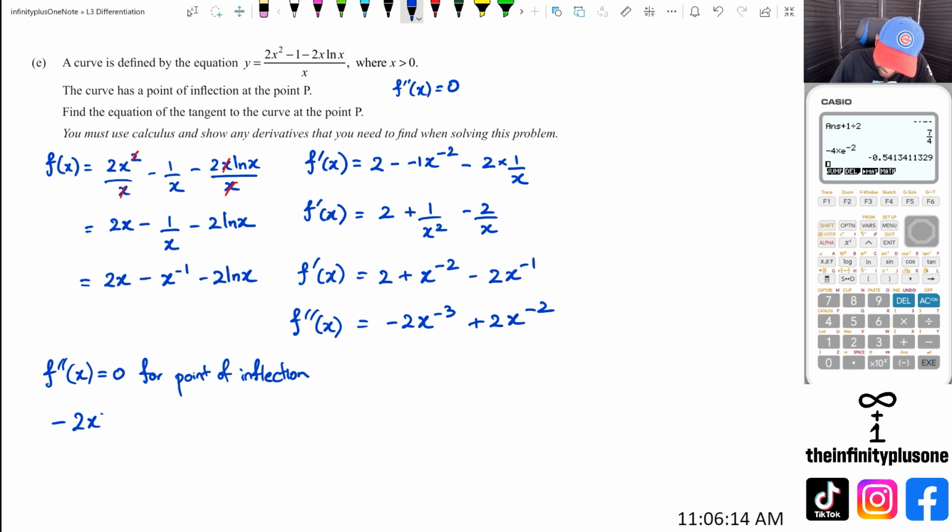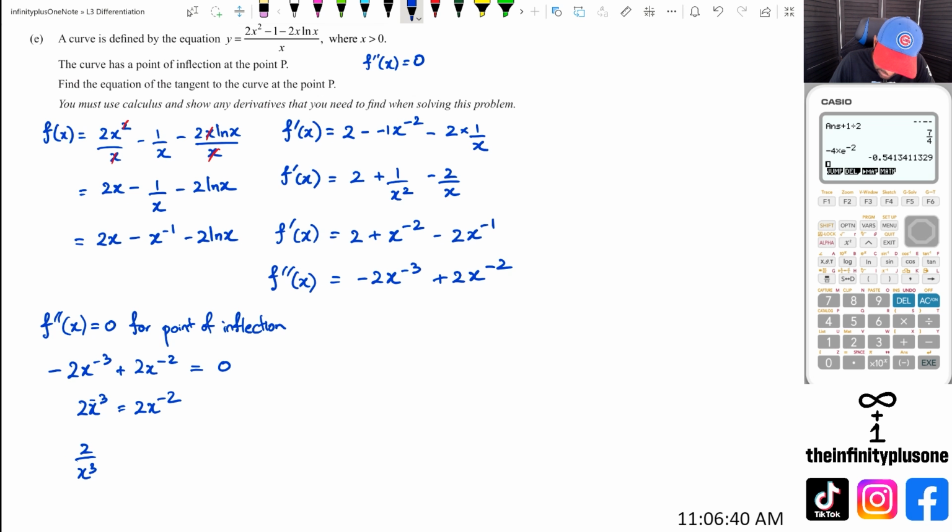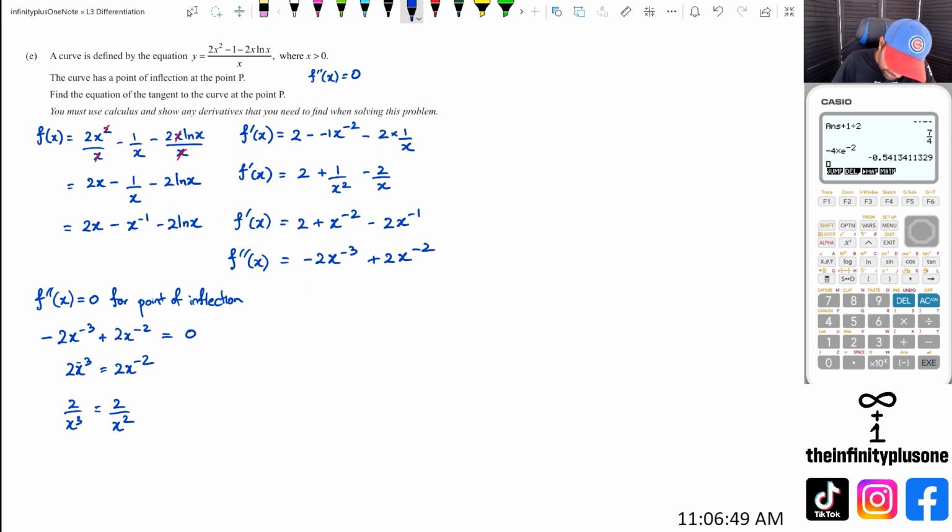So I'm going to get negative 2x to the negative 3 plus 2x to the negative 2 equals 0. So cross multiplying this, I'm going to end up with 2x to the negative 3 equals 2x to the negative 2. And I should actually give it a little bit more room. So I'm going to get 2 over x cubed equals 2 over x squared. At this point, I'm going to cross multiply, and I'm going to get 2x squared equals 2x cubed, and then 0 is equal to 2x cubed minus 2x squared.